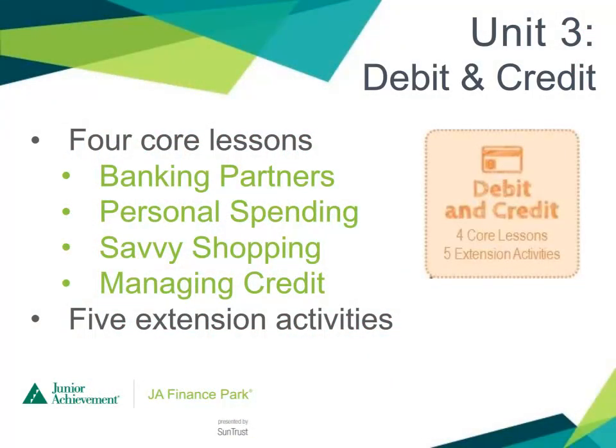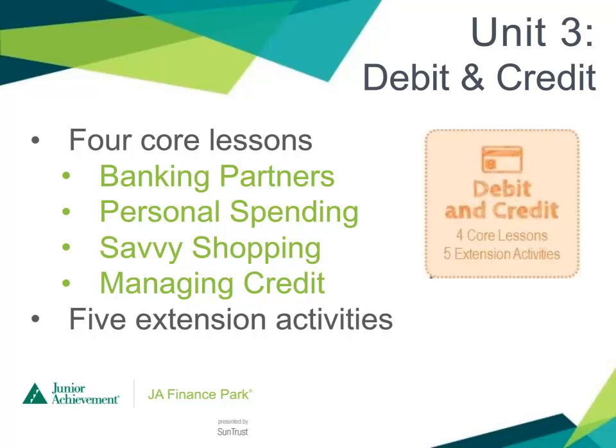Unit 3, Debit and Credit, has students compare financial institutions and their services. They will weigh the advantages and disadvantages of debit and credit and examine the role that credit scores and credit reporting have on personal finances. There are 4 core lessons and 5 extension activities to choose from.